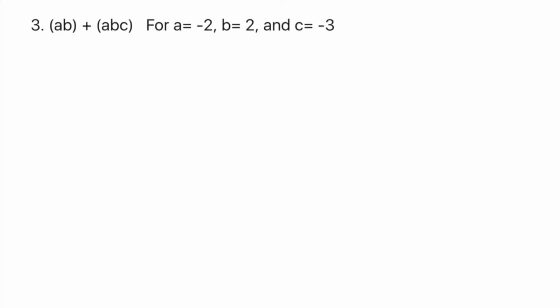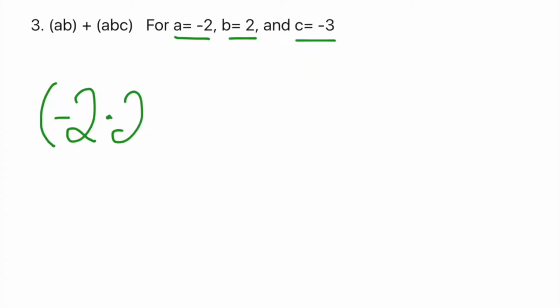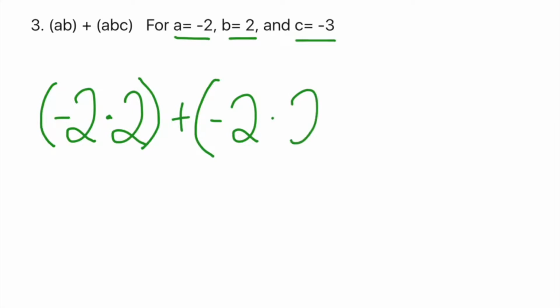Number 3 is the same thing. We're going to plug in our values for A, B, and C. So we'll start with negative 2 times B, which is 2. Plus, and then we have all three, A, B, C, being multiplied together. So negative 2 times negative 3. So let's start with our left parentheses.